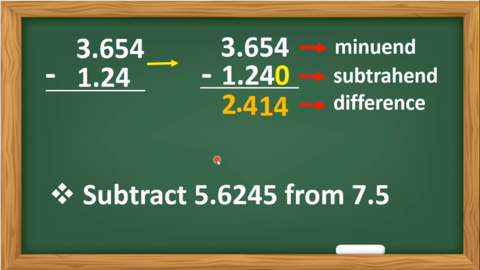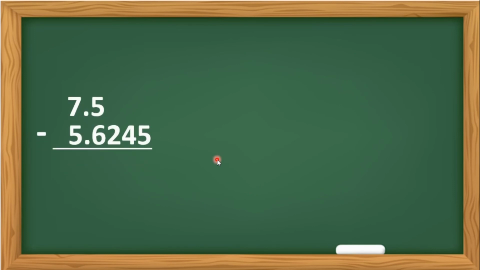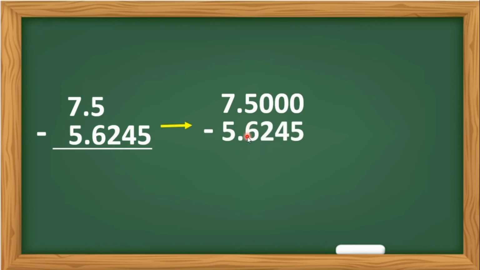Next, we have to subtract 5 and 6,245 ten thousandths from 7 and 5 tenths. Now we have 7 and 5 tenths minus 5 and 6,245 ten thousandths. Add zeros to the minuend depending upon the digits of the subtrahend. So 7 and 5,000 ten thousandths, minus 5 and 6,245 ten thousandths.